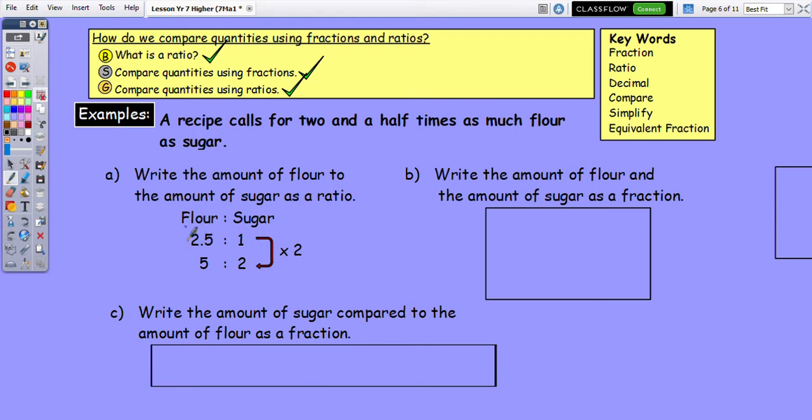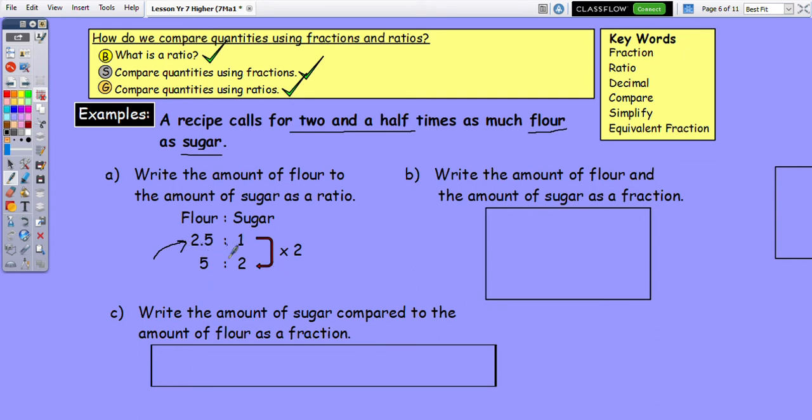So for example, I've got flour and sugar, and I've written flour and sugar because flour comes first, sugar comes second. So flour, sugar, 2.5 to 1. There are 2.5 times more flour than there is sugar. Now with ratios, it's common practice to write the numbers as decimals. You don't have to, but it's a lot easier to convert these numbers here into a fraction if I need to than these numbers here.